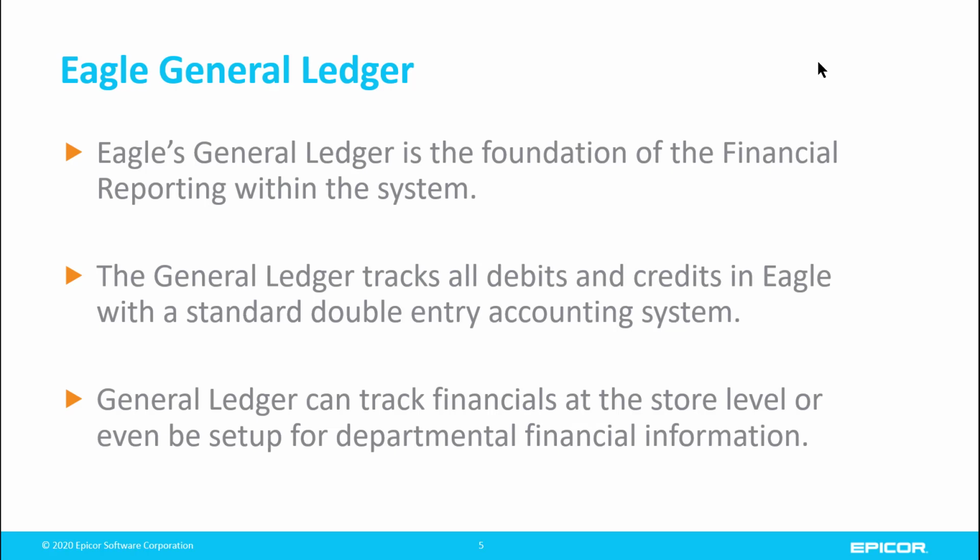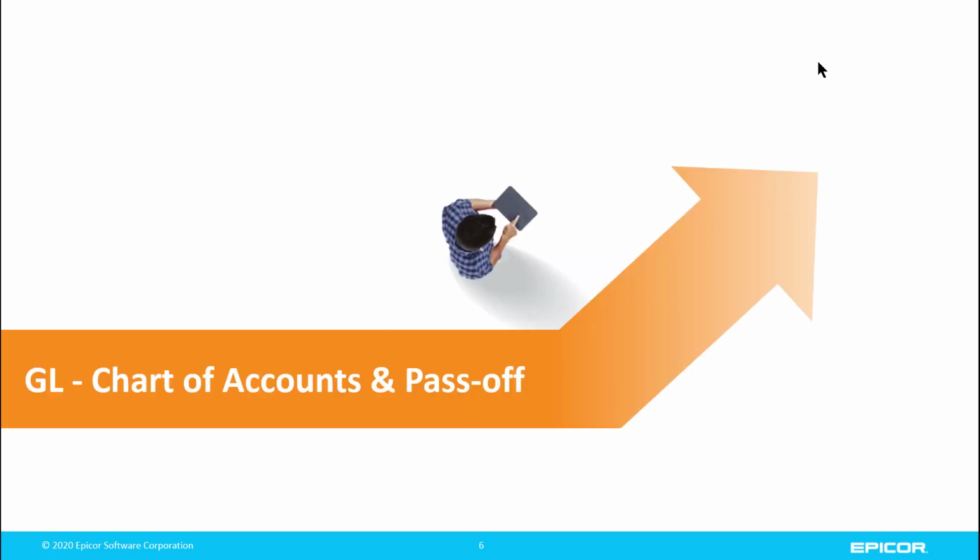Not only does the GL, of course, pass off your purchases, but all your day-end numbers, your daily sales, your taxes, your tender types. So all of that can be grabbed into the general ledger for a full financial picture as well. So we'll talk a little bit about the background, the chart of accounts and the GL pass-off.